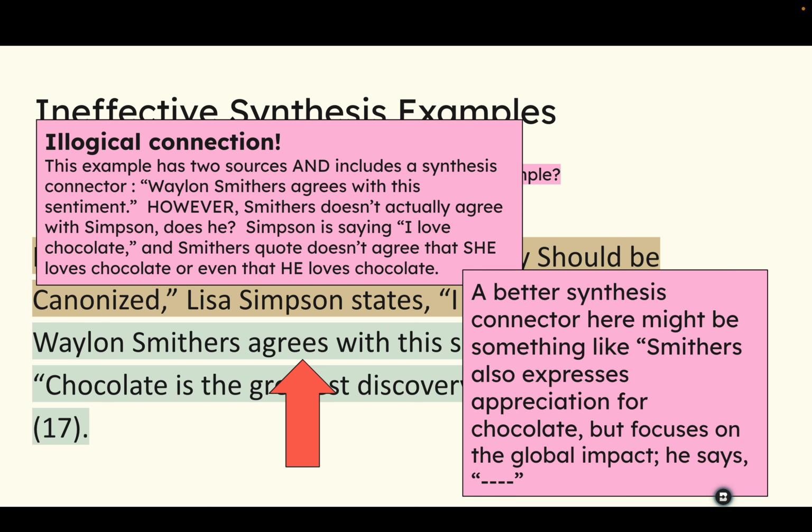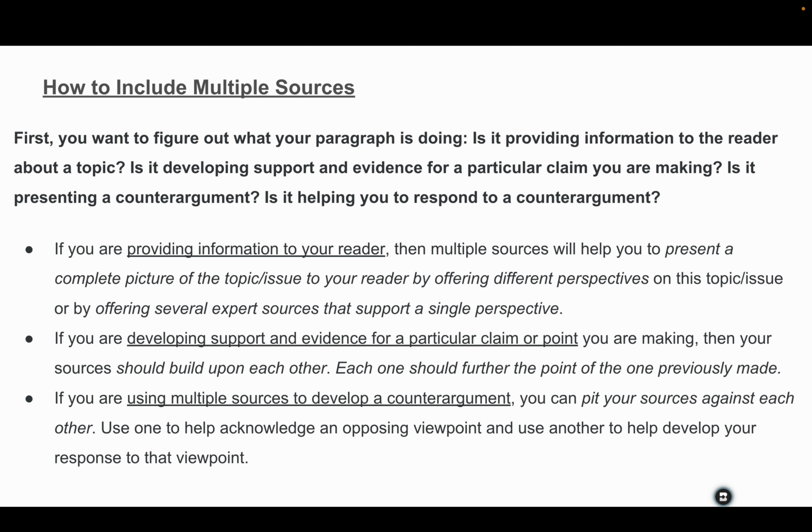Here's an example of how we can improve that synthesis connector. Something like, Smithers also expresses appreciation for chocolate, but focuses on the global impact. He says chocolate is the greatest discovery. So remember, this one, sort of slow down, take your time in explaining how these sources are communicating with each other at the dinner party of your paper.